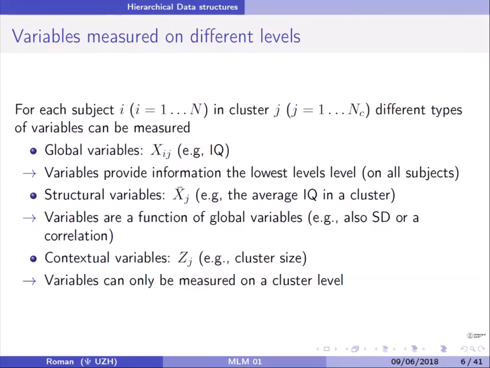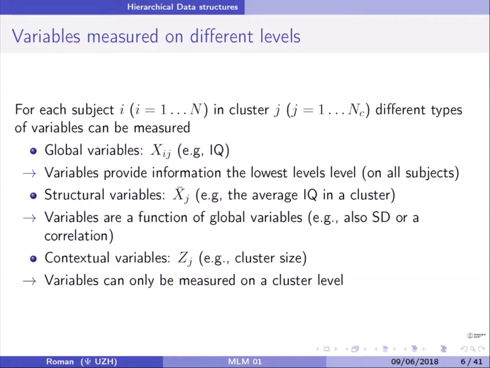So if we have students nested in classes, each class will have one teacher. That one teacher might have gotten really good grades in college. And so the teacher's performance, we can summarize here with a Zj. Notice again, it's cluster level information.